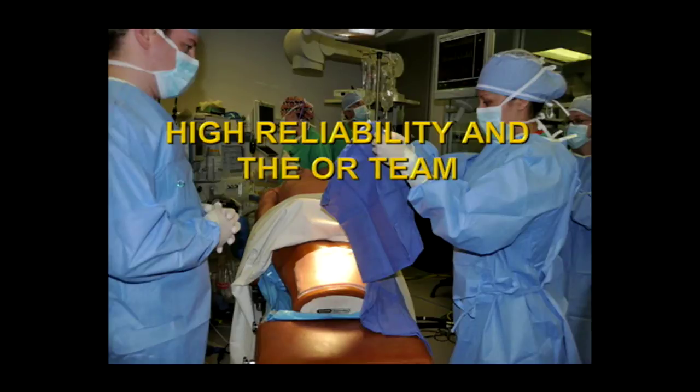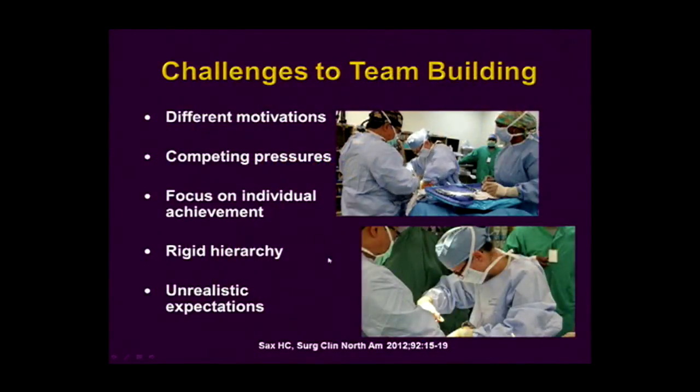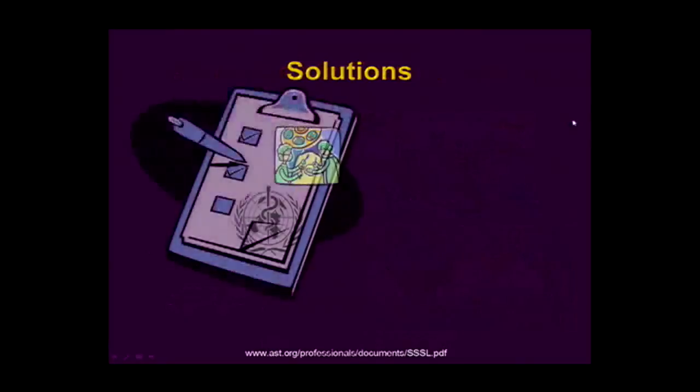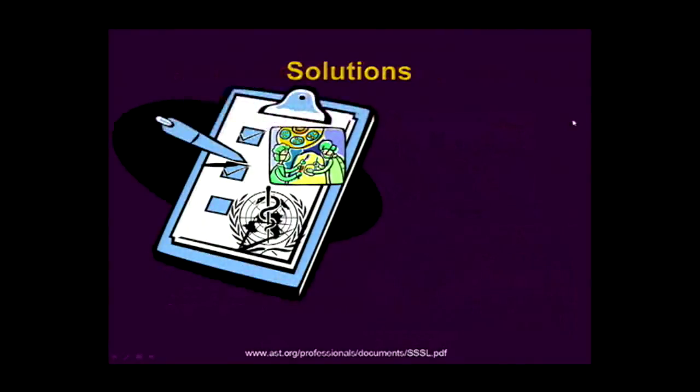So what about high reliability in the OR team? Well, there are lots of challenges to team building, and I've talked about them, and you can read some of those right there. One is the rigid hierarchy. Another is that people have different motivations from the different professions. So how do we overcome that? Well, there's a lot of research out there. Checklists, the WHO checklist has been shown to be very effective.